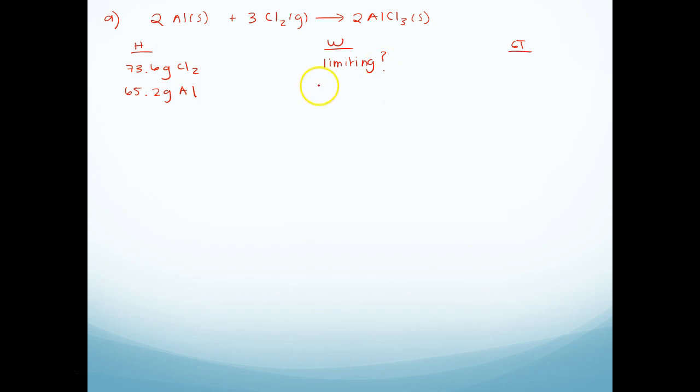So I need to go from grams of chlorine, that's one of my reactants, ultimately to grams of aluminum chloride, my product, and then I also need to go from grams of aluminum to grams of aluminum chloride. We only have one product in this case, but again, if you have a reaction with multiple products, just make sure you're going to the same product. And we want to figure out which of these two is less. Okay, and that will tell us which one of these reactants is limiting.